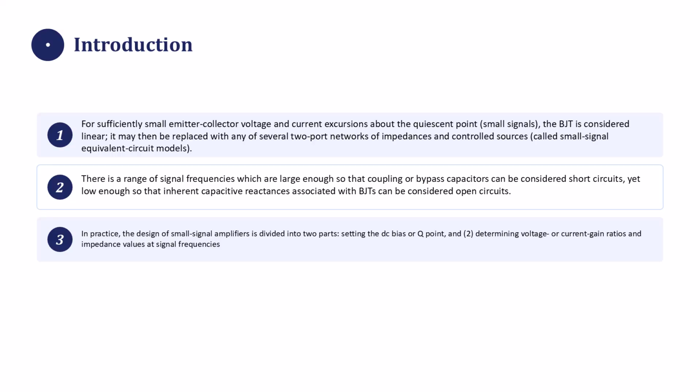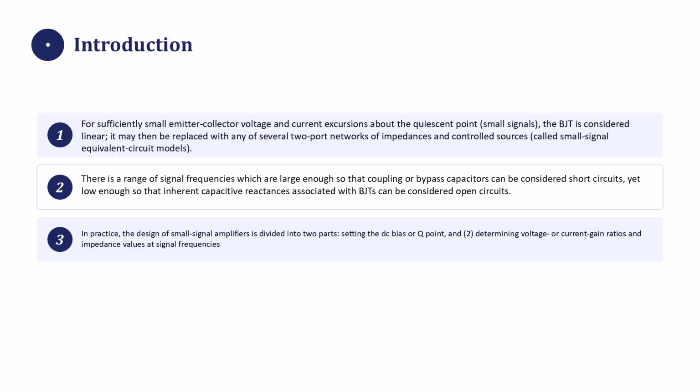First, when the emitter to collector voltage and current only change a small amount around their steady operating point, what we call the Q point or quiescent point, the BJT behaves almost linearly. That means we can replace the transistor with a simpler linear two-port network made up of impedances and control sources. This is called a small signal equivalent circuit model, and it is the whole idea behind today's analysis.